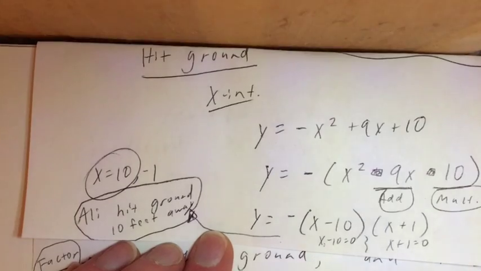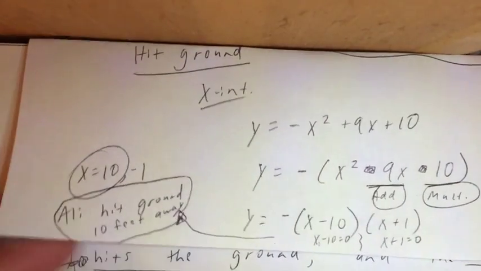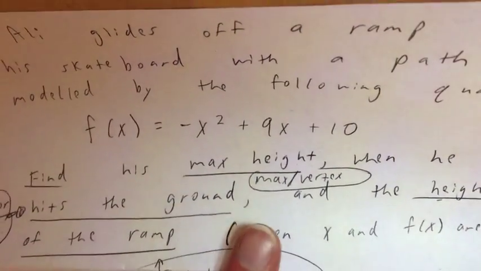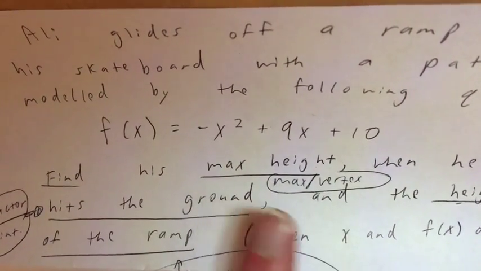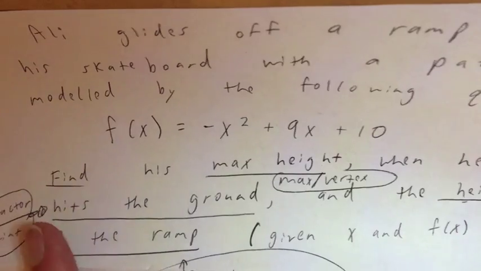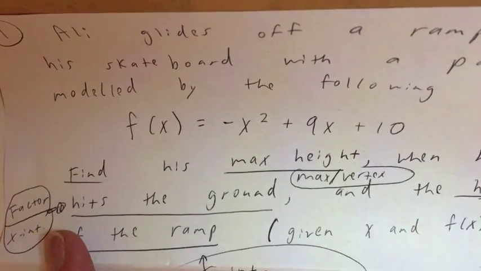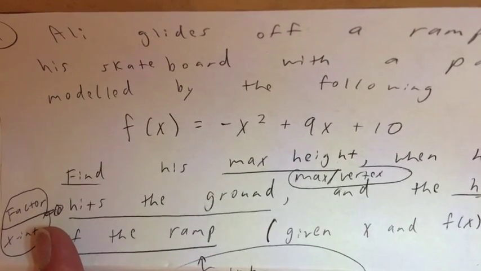All right, last, but certainly not least. The last question asked us, let's refresh our memory on what the question was. So far, we found the max height, which is the vertex. Again, you can do that on the calculator or you can do it by hand. We found when he hit the ground, which again was the x-intercepts, and by doing that, we had to factor.